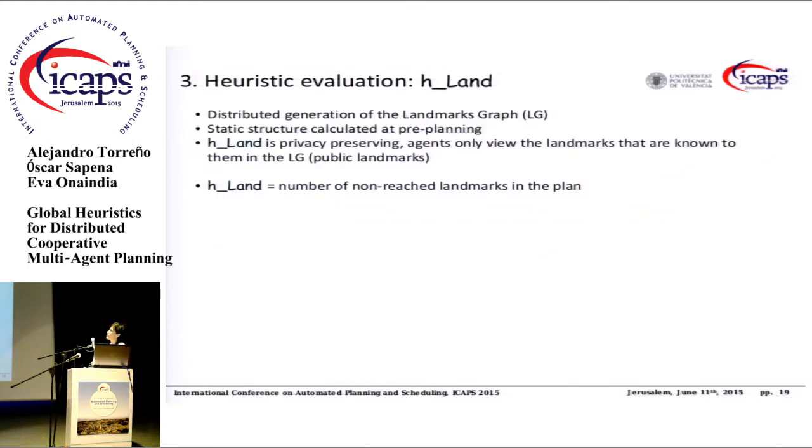Regarding the landmark-based heuristic, this basically consists in the distributed generation of the landmark graph. It's also a static structure calculated at pre-planning, and is privacy preserving in the sense that agents only view the landmarks that are known to them, the public landmarks. And then the heuristic is just to count the number of non-reached landmarks in a plan.